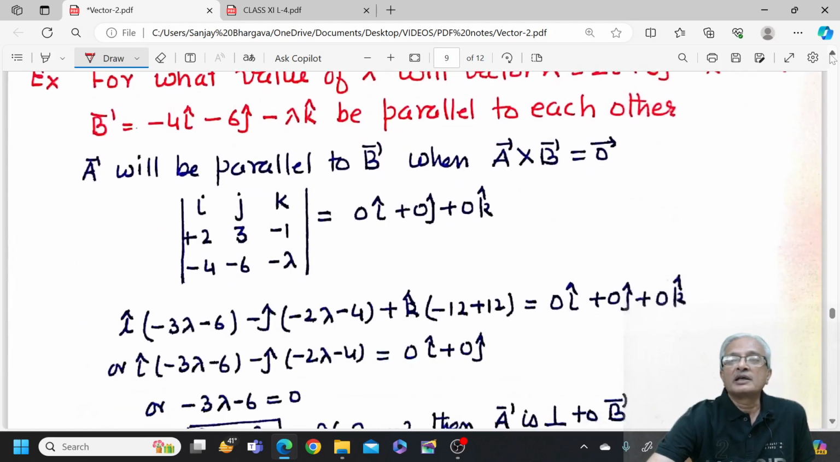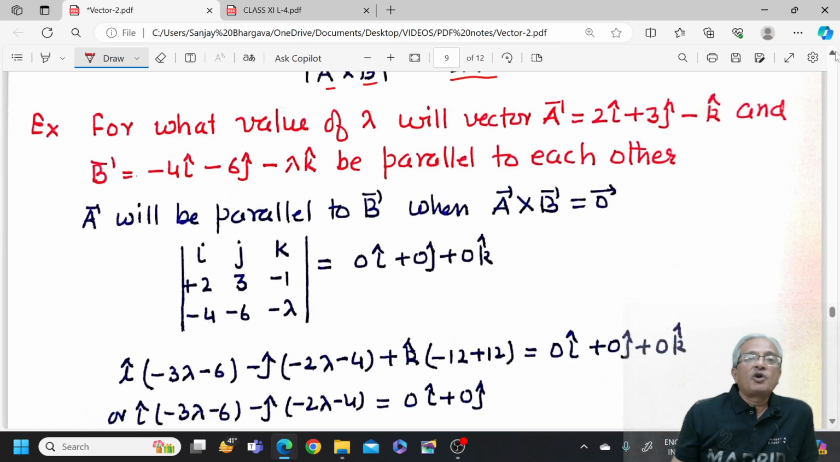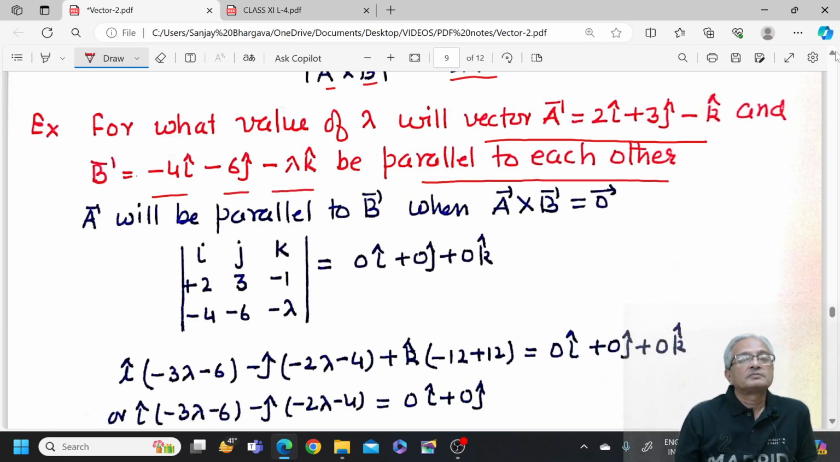Let us pick up another example here. For what value of lambda will the vector a given by 2i cap plus 3j cap minus k cap and b, minus 4i cap minus 4j cap and minus lambda k cap, be parallel to each other? So a vector will be parallel to b vector only when their cross product is 0. So let us find out cross product of a and b. On the right hand side, it must be a 0 vector. So the three components are 0.